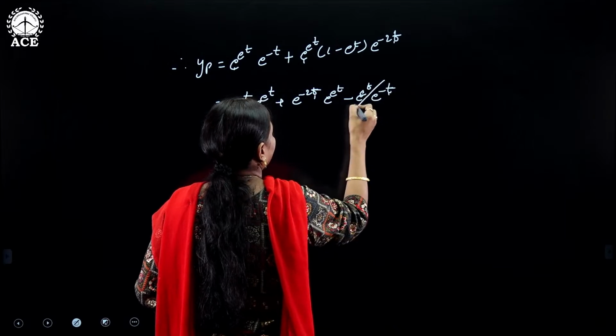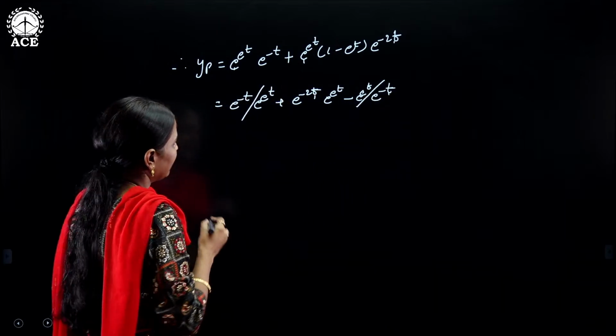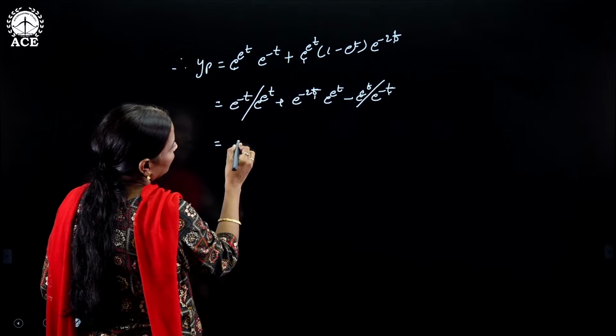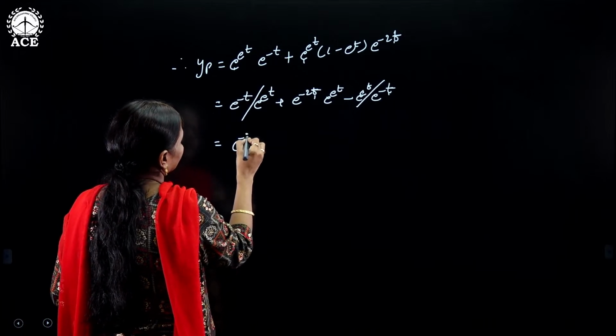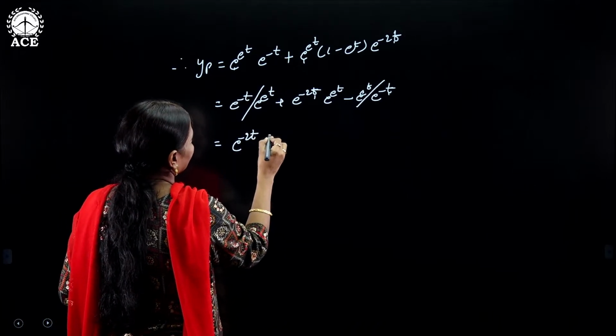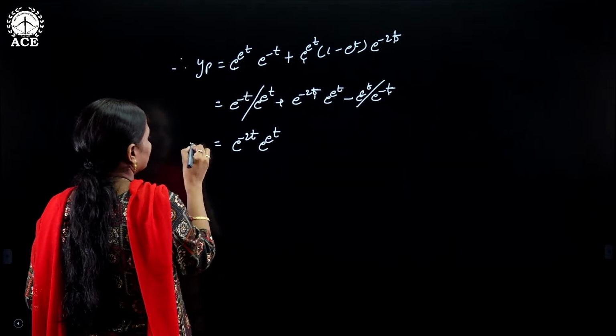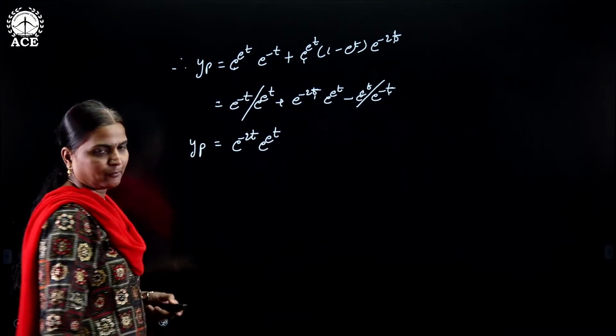Now here the minus term and plus term get cancelled, and what are the remaining terms? We have only one term, that is e power minus 2t into e power t. So this is the particular integral.